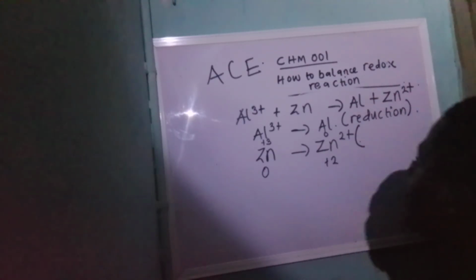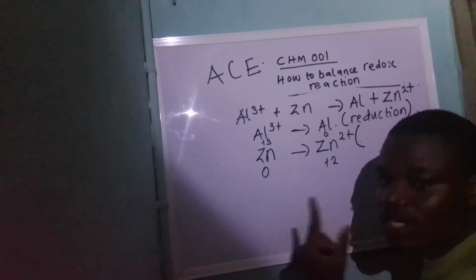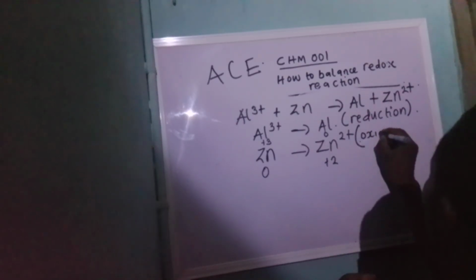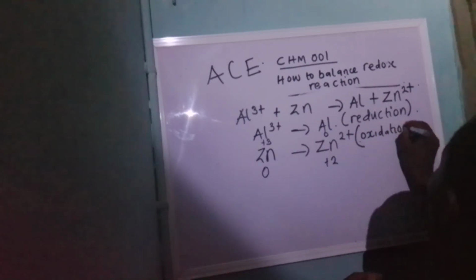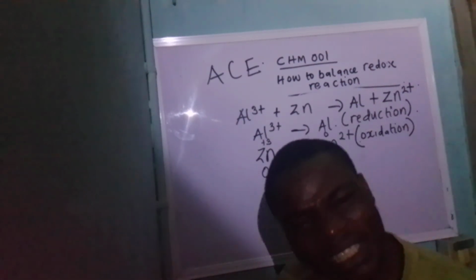But if you look at this one now, from 0 to +2, that means what? Increase in what? In the oxidation number. Definitely oxidation occurs here.